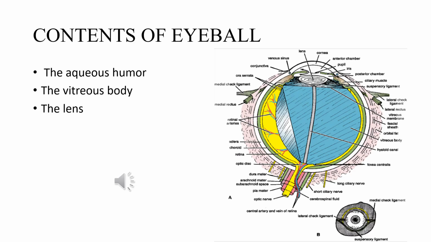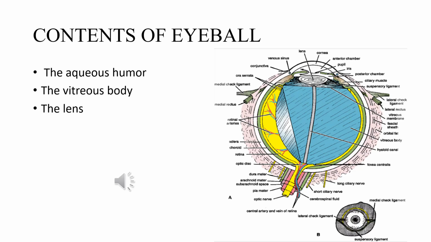Now after the structure of the eyeball and the coats of the eyeball, we'll come to the contents of the eyeball. The contents of the eyeball include three important structures: aqueous humor, vitreous body, and the lens. In this diagram you can see the aqueous humor is a clear fluid which is present in the anterior and posterior chambers of the eye. These chambers are formed in the area between the cornea and the lens of the eyeball, and the iris divides this area into the anterior chamber and the posterior chamber.